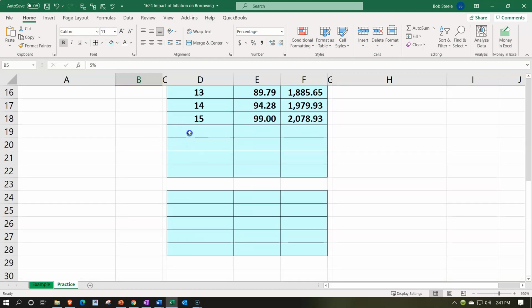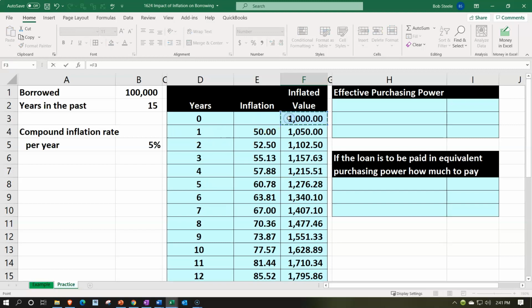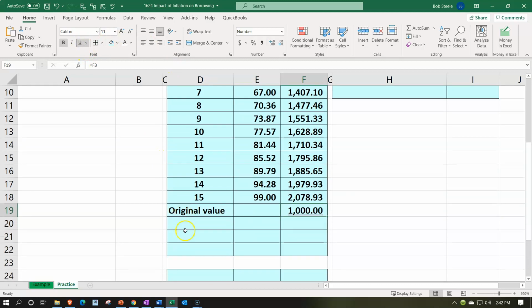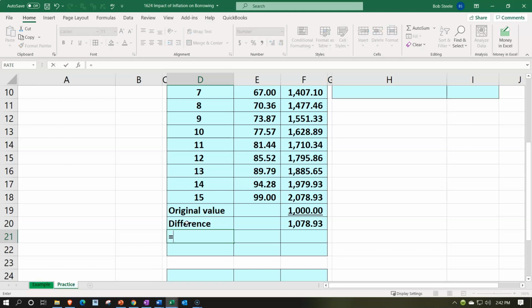So we're going to go on down and say, okay, what if I compare that to the original value, which was $1,000, the original 1,000, and take the difference. I'm going to go with underline, font group, and underline. That's going to give us the difference, which is going to be the 2,078.93 minus the 1,000. There's our change, our difference of the 1,078.93.